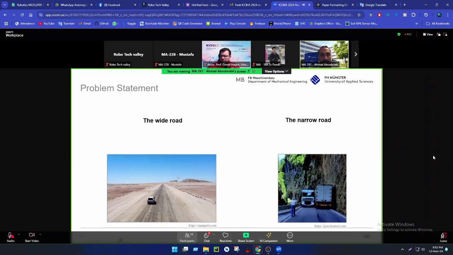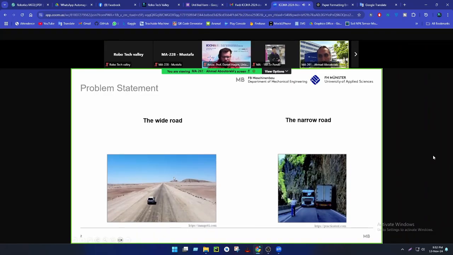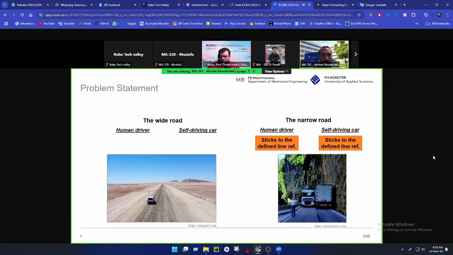Consider these two types of road, the wide and the narrow road. Let's talk about how the human driver and the self-driving car would drive on these two types of road. It is very important in the narrow road to precisely follow the reference line. So both the human driver and the self-driving car will stick to the defined reference lines. In wide road, the self-driving car, regardless of how wide or narrow the road is, will again define a reference line and stick to it.